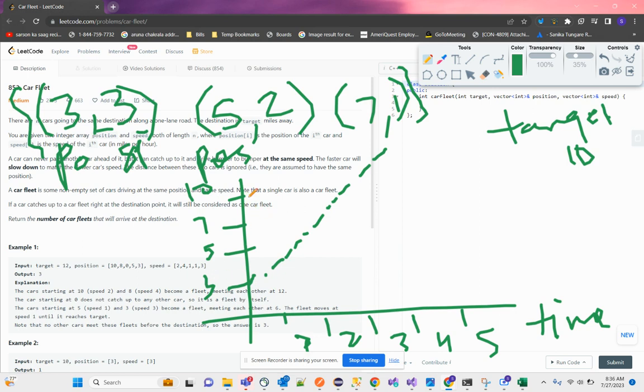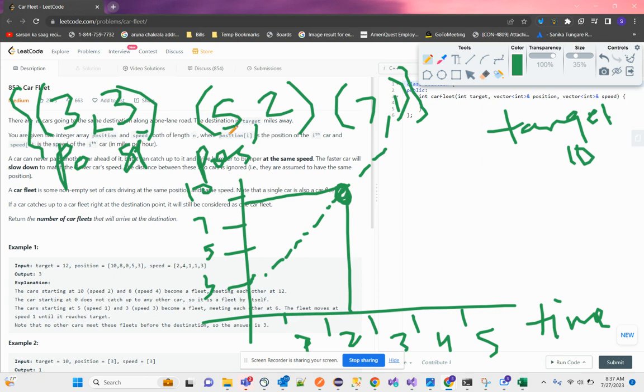And we have to calculate the time obviously. The time calculation is target minus position divided by speed. That will come a little later, but just try to understand this particular part. Suppose the time is around 2.5 or something like that. Here you can see it is reaching the target at this particular position.